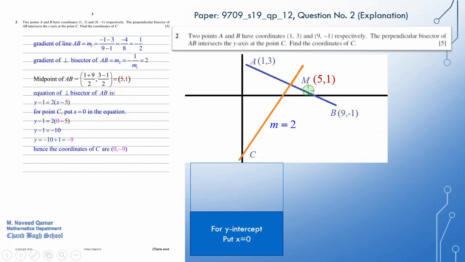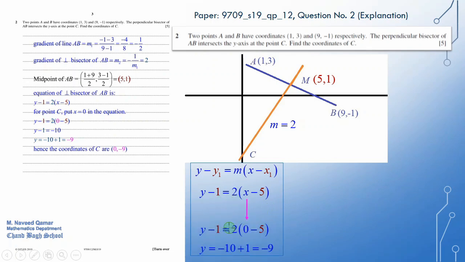Now we have a point and the gradient of the line CM. So we can easily find the equation of this line using the formula y minus y1 is equal to m into x minus x1. Now substitute these values in the formula. Here it is, the equation of line CM. As we have to find the y-intercept, a point where the line cuts the y-axis, we have to put x is equal to 0 in this equation. Hence we have y is equal to minus 9. So the coordinates of C are 0, minus 9, hence the final answer.